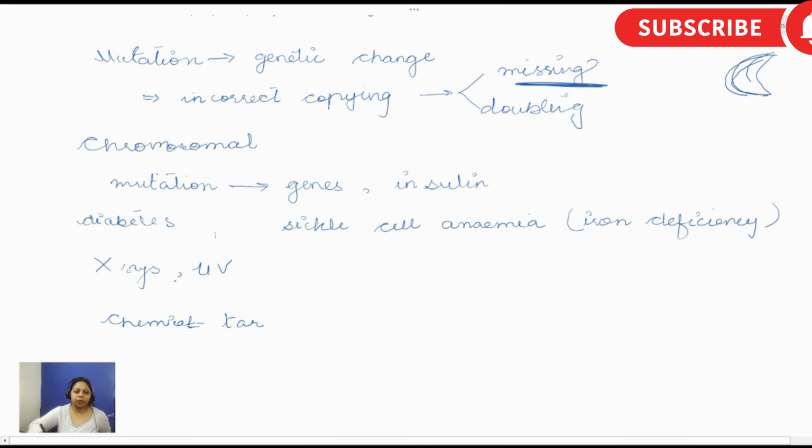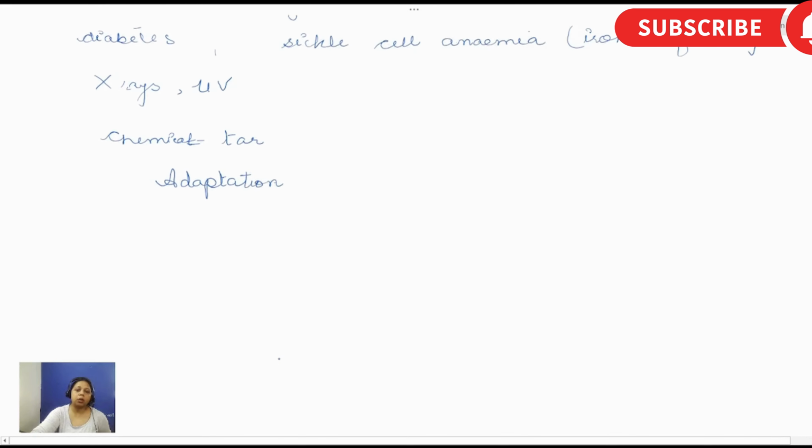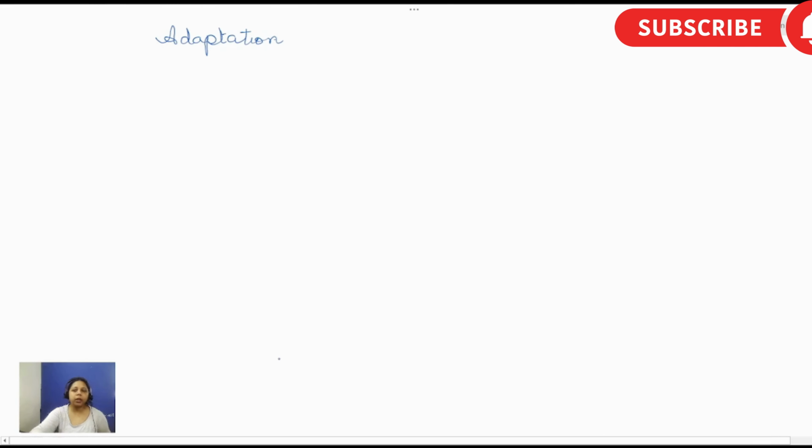Okay, let's talk about adaptations. What are adaptations? Due to different environment situations, as we have discussed earlier, our body or a plant body can make changes so that it can survive in a certain environment. The basic purpose behind adaptation is survival in a certain environment. The adaptive features are passed on from generation to generation. Their main purpose is to increase the fitness of the organism or increase the survival chances.